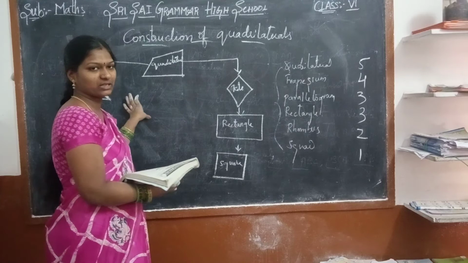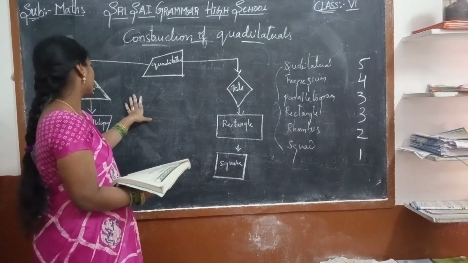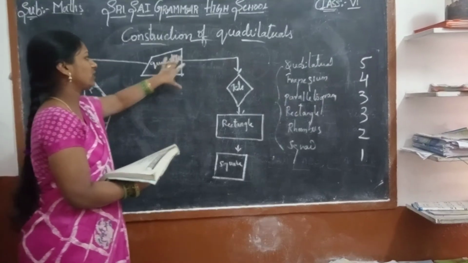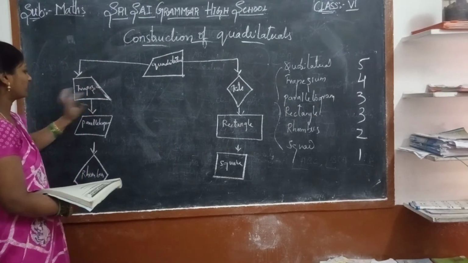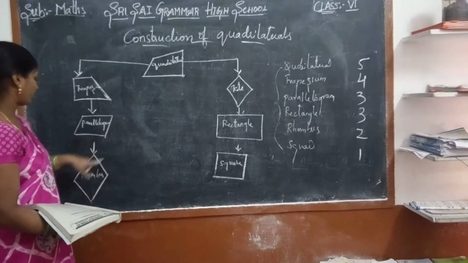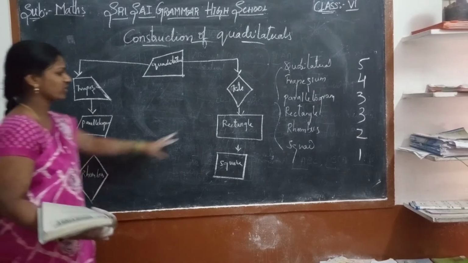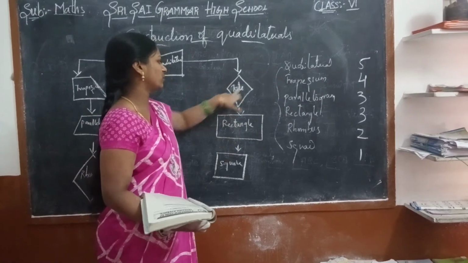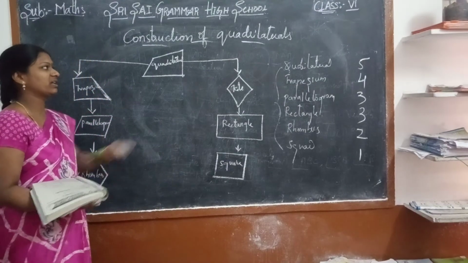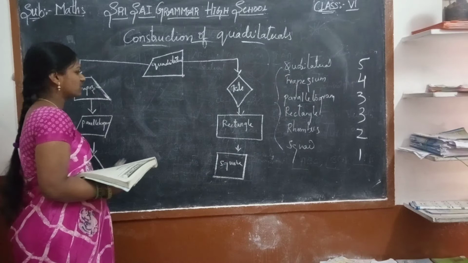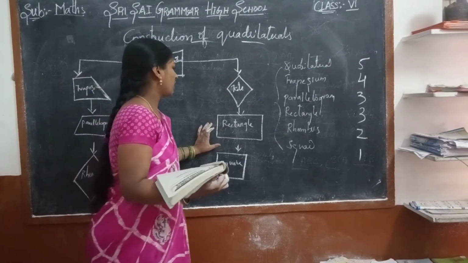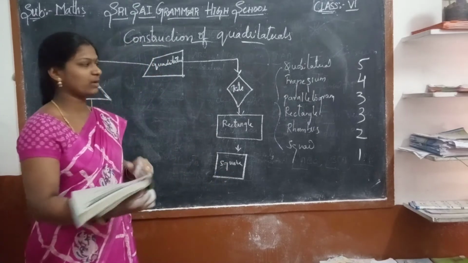Each quadrilateral has a number of independent measurements. The number of independent measurements in a quadrilateral is 5. In a trapezium 1, 2, 3, 4, and a parallelogram 1, 2, 3, 4. This is 5, this is 3, this is 3, this is 5, this is 2, this is 3, this is 1. These are the numbers of measurements.